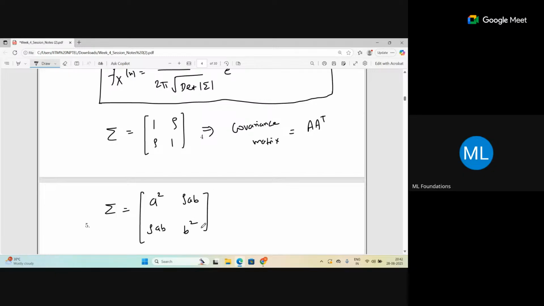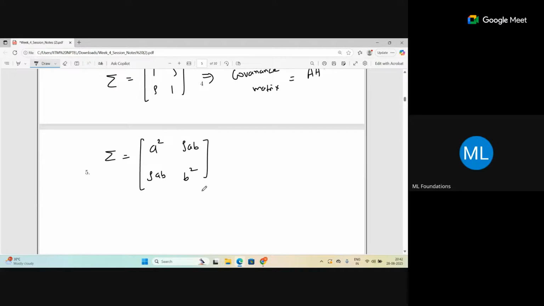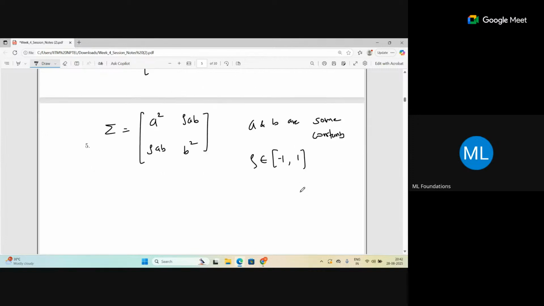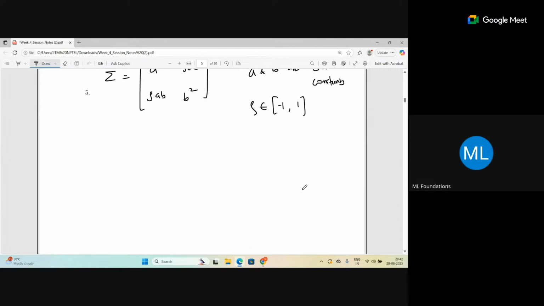If you remember, the covariance matrix should be a symmetric matrix. So that is there, and a and b are some constants, and rho is also a constant, but it is a special constant which takes values between -1 and 1. That's what we have already established.